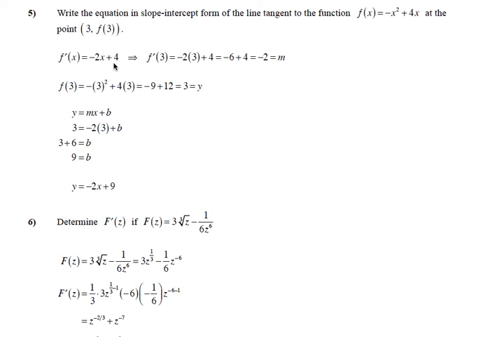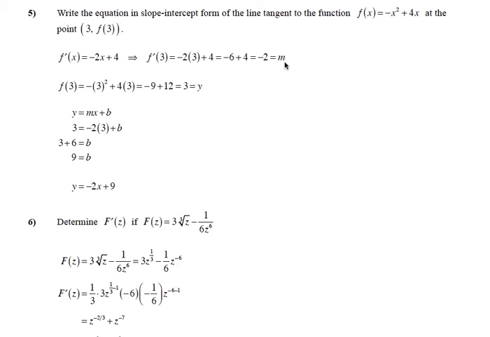So there we have our derivative, negative 2x plus 4. To find the slope of the line tangent at that point, we substitute the x value we're given, 3, into the derivative. We evaluate the derivative function at 3. So wherever we have an x, we have parentheses. Inside those parentheses, we put the number we're evaluating the function at, and so that's negative 2 times 3, which is negative 6, plus 4 is negative 2, so that's our slope.